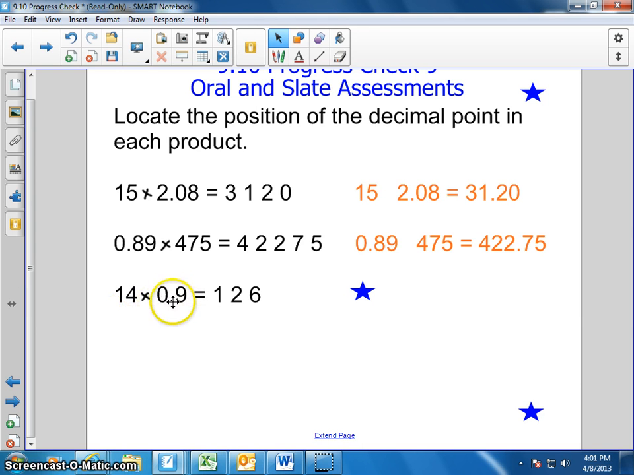Once again, we have a number that's just a little bit under 1, so we know that our answer isn't quite going to be as high as 14, but 1 wouldn't make sense either. That's way too small. So I'd say we put it right here. So 12.6. And there's your answer.